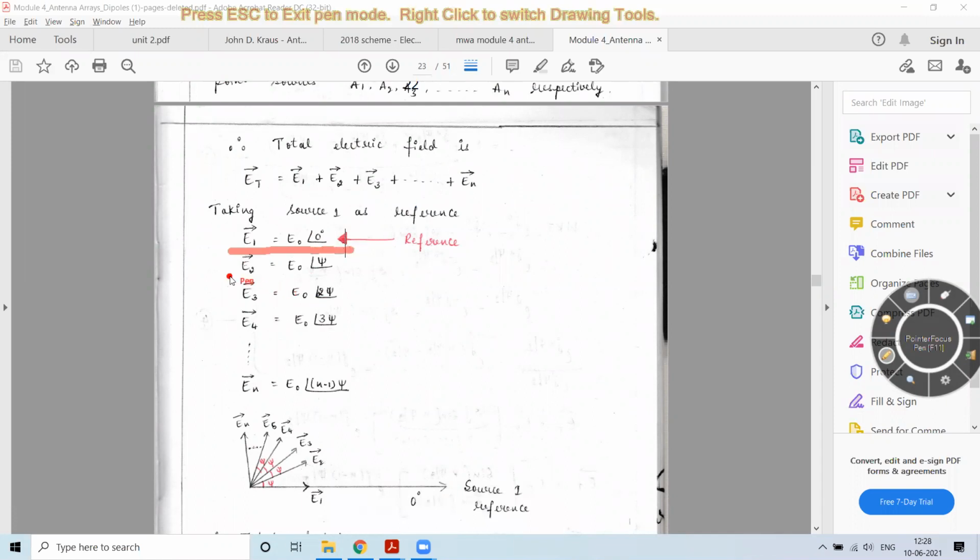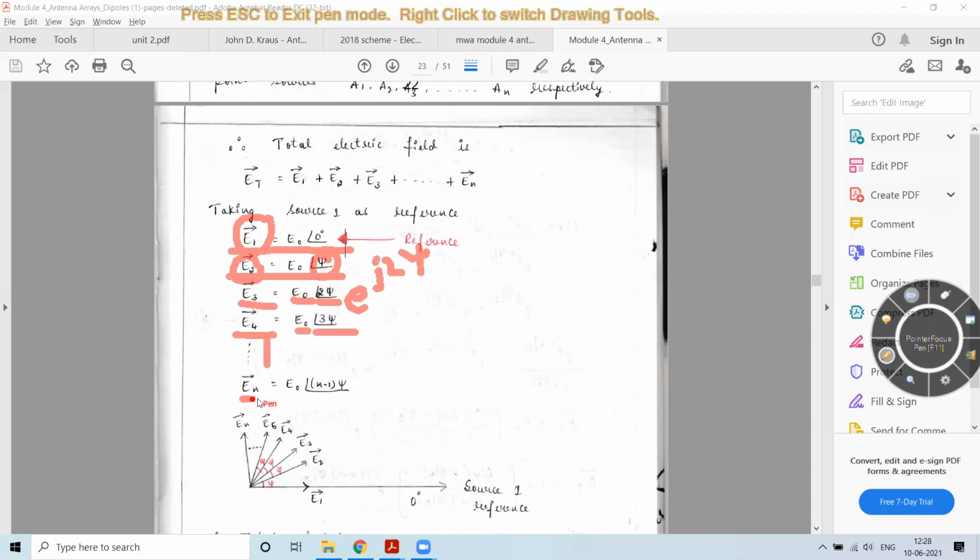This is the reference point. E2 is equal to E0 into angle psi, wherein this is specifying that the field due to source 2 is leading as compared to the reference point. That is E1. So E3 is E0 angle 2 psi. So we had written it in e raised to j 2 psi, which is nothing but the same representation. E4 is E0 angle 3 psi.